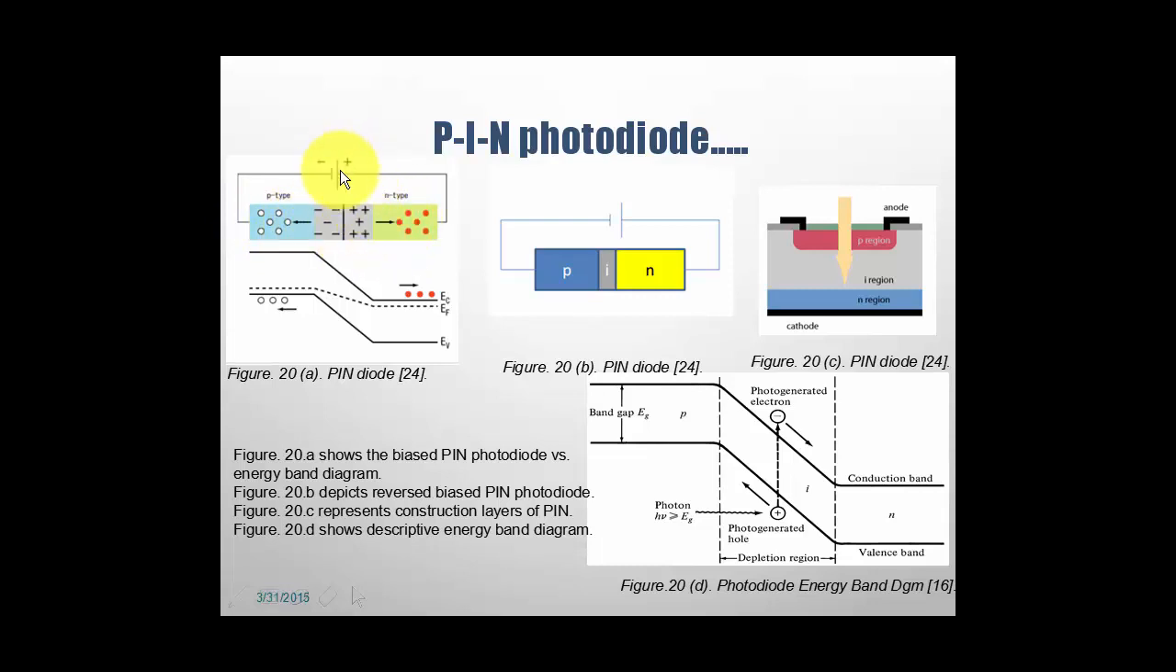In the absence of the battery or the electric source, the generated electron-hole pair will be lost by a recombining process. So you can see here, when photons are incident, the electron will move from the valence band to the conduction band, leaving a hole in the valence band.